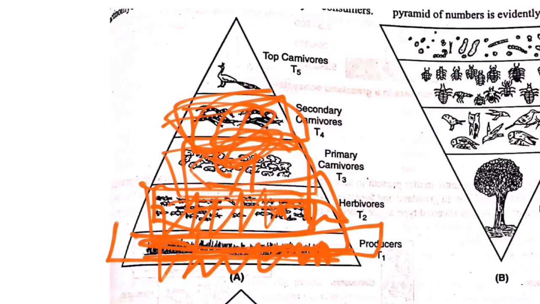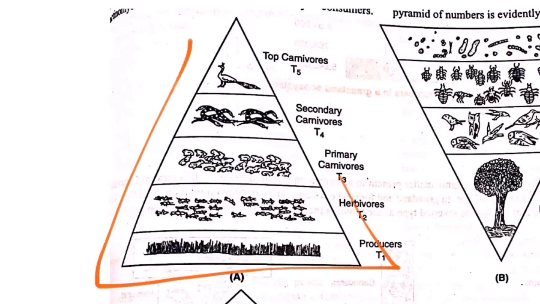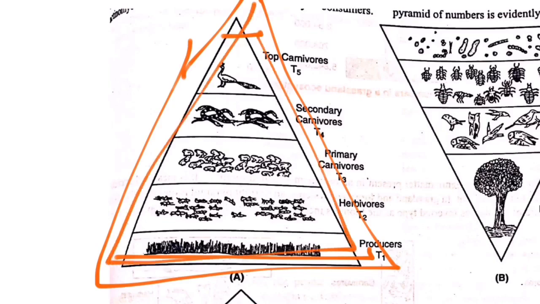Suppose the last, the top carnivores which feed on the secondary consumers, their number is very, very less, so they occupy the topmost position of the triangle. So this forms an upright pyramid. This grassland ecosystem forms an upright pyramid, meaning the number of producers is more and the number of top carnivores is less, so here it forms an upright pyramid.